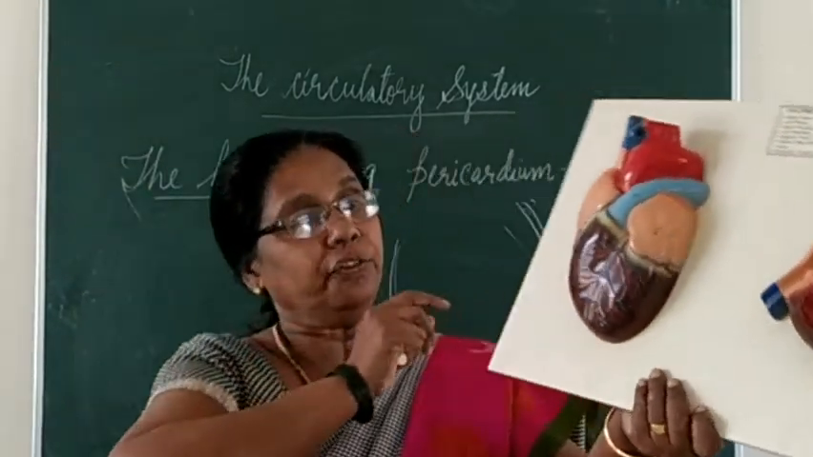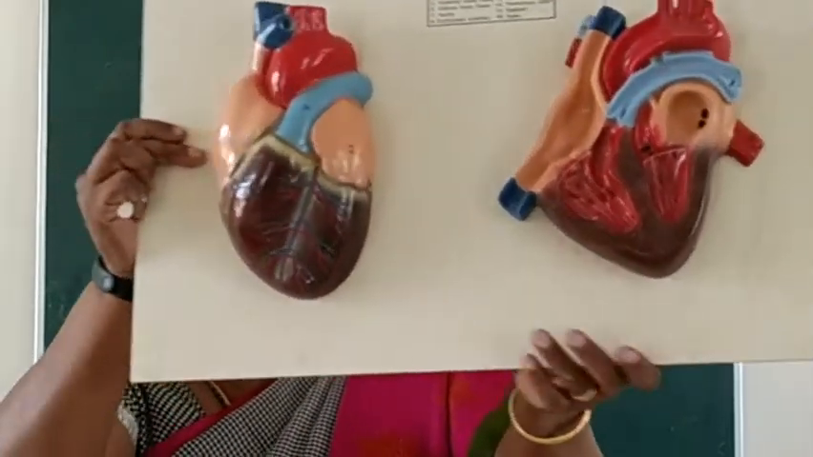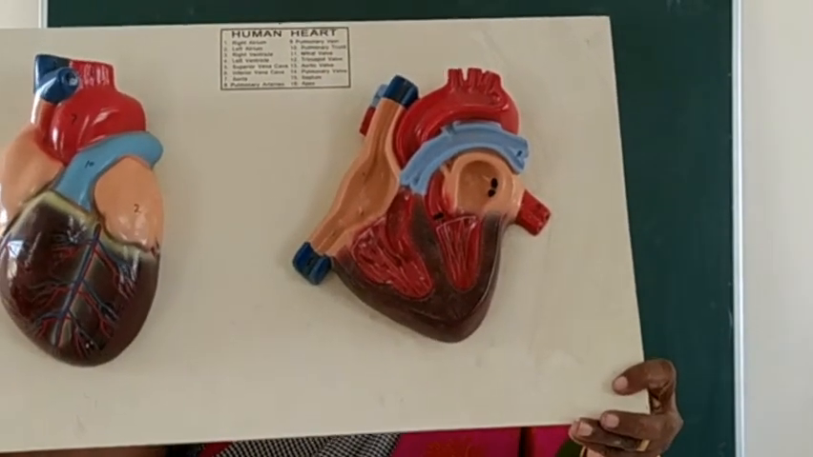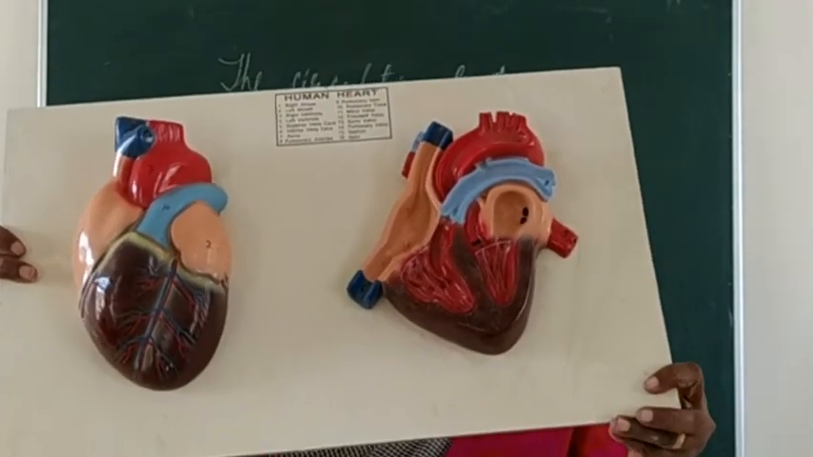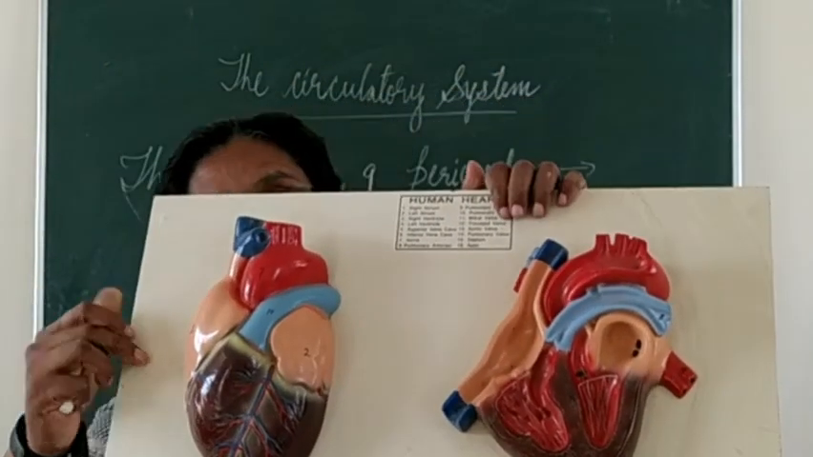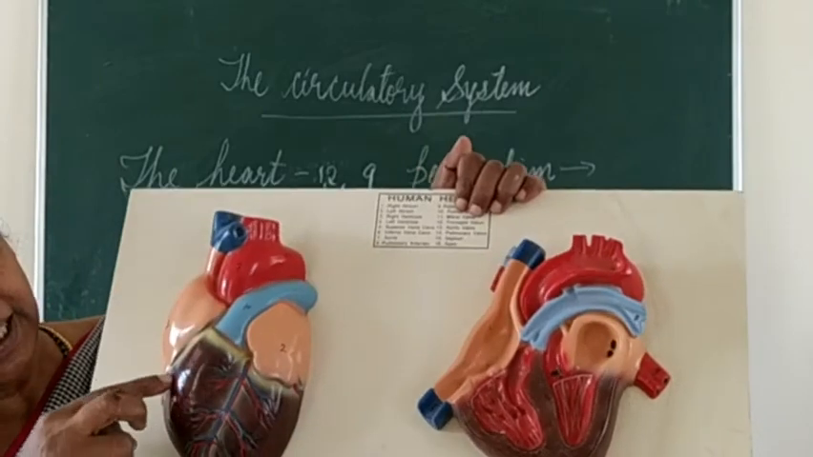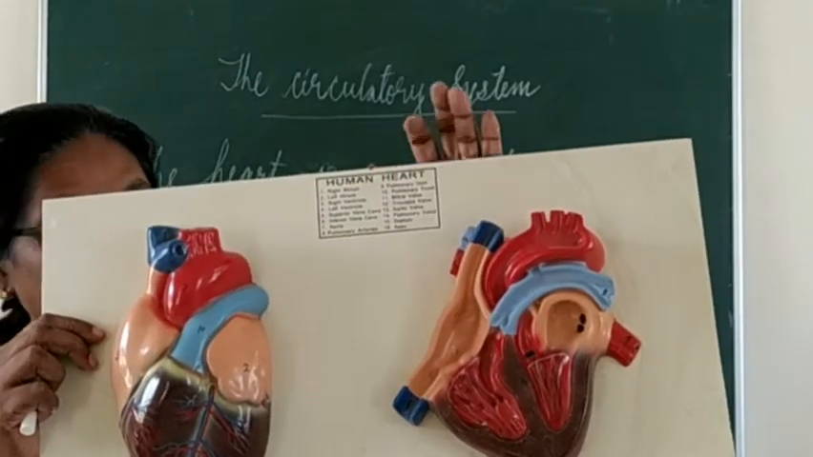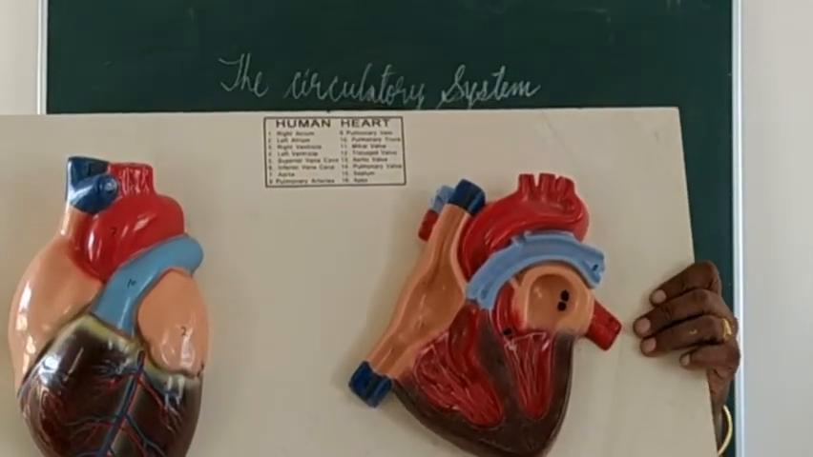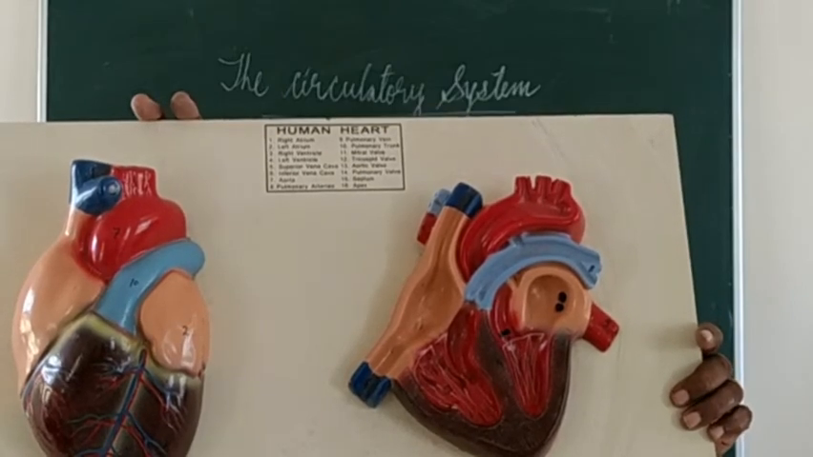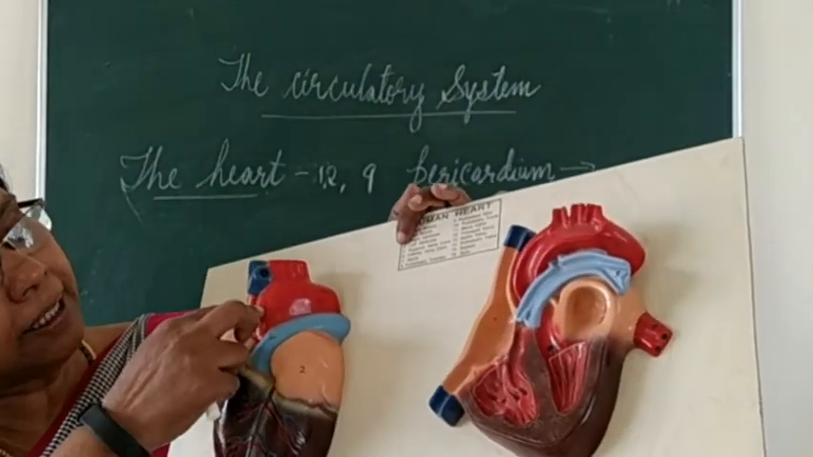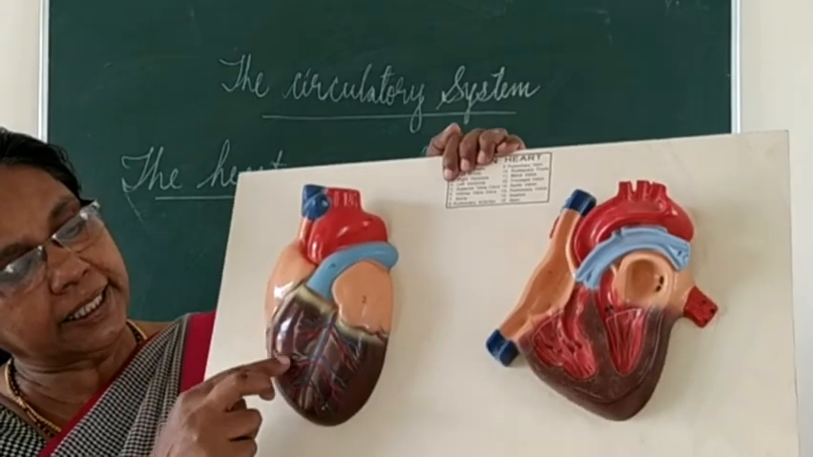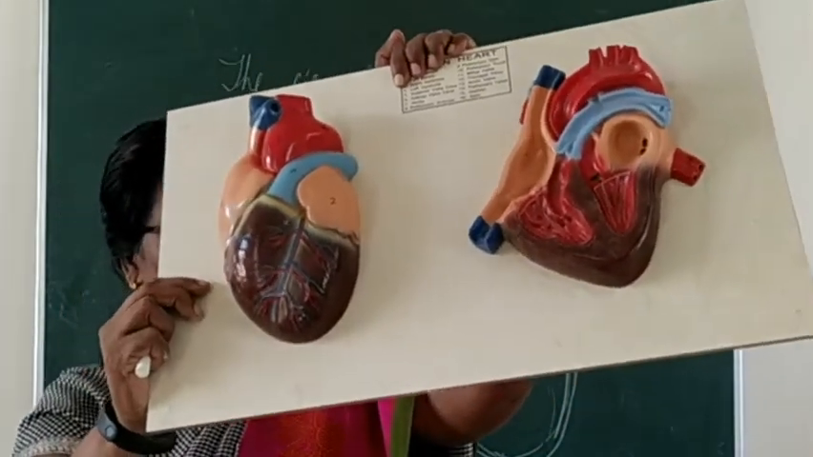Here, look at the first figure. You can see certain red as well as some blue lines going. Can you see, children? Yes, these are the coronary arteries, and the red colored one is called the coronary artery. The blue one is the coronary vein. The coronary artery arises from the base of the aorta. These lines starting from the base of the aorta are called coronary arteries.